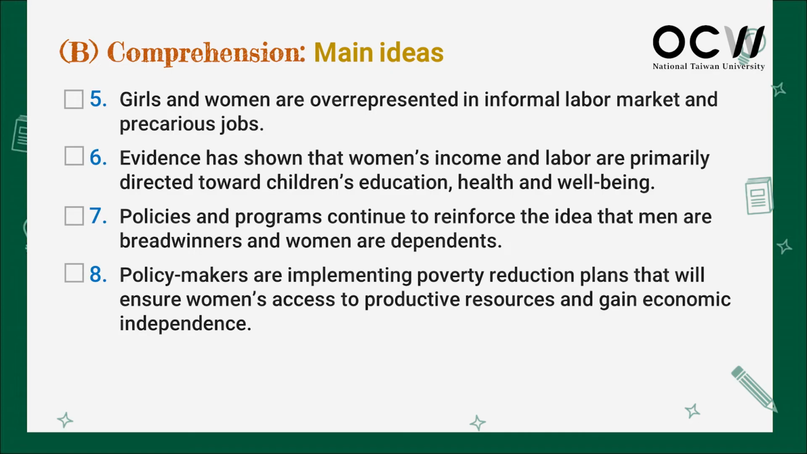So number 5, girls and women are overrepresented in informal labor market and precarious jobs. That is true. Evidence has shown that women's income and labor are primarily directed towards the children's education, health, and well-being. That is true, because men spend it on their personal spending. Policies and programs continue to reinforce the idea that men are breadwinners and women are dependent. It is mentioned in the reading, so that will be true. The last, policymakers are implementing poverty reduction plans that will ensure women's access to productive resources and gain economic independence. That was not mentioned in the reading, so that was false. Did you get all of them right?